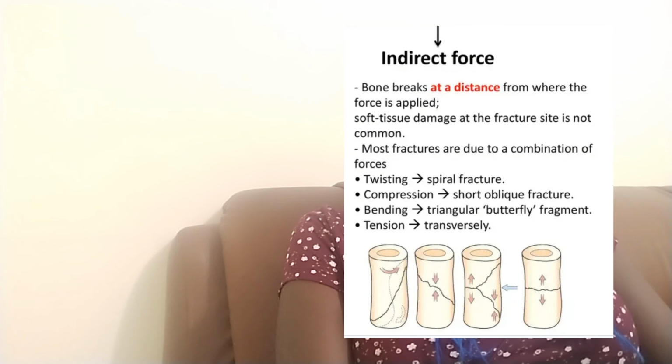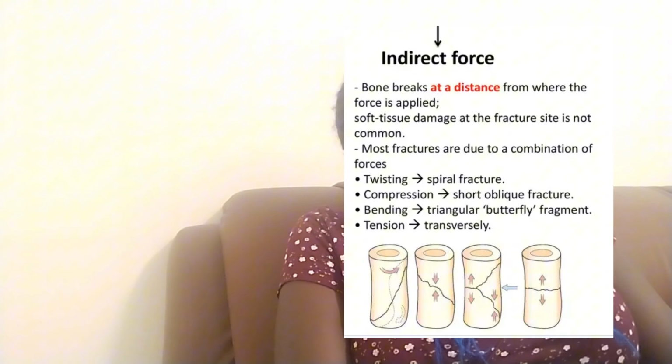We also have compressional forces. They cause short oblique fractures. There is bending force that causes triangular butterfly-like fractures. And then tension forces also cause transverse avulsive fractures. Most of these fractures and forces apply in the long bones, not really in the short bones. So we go to fatigue and stress fractures.